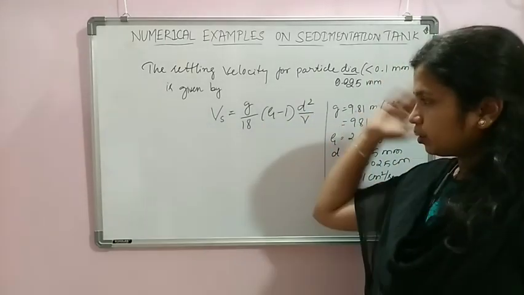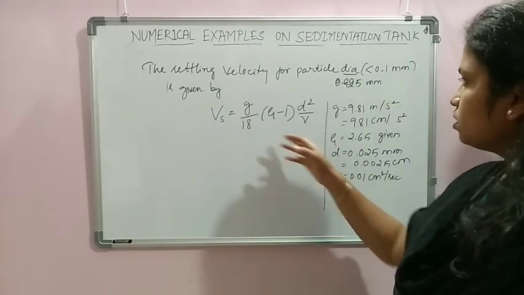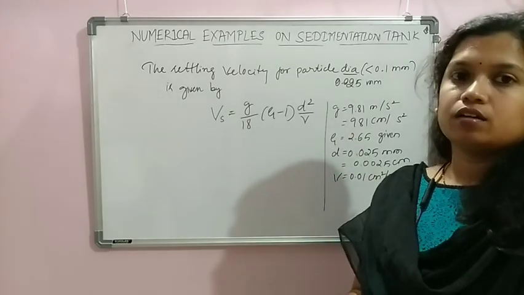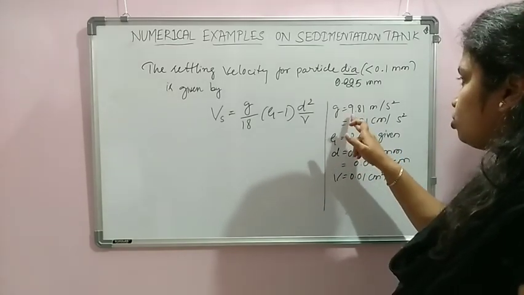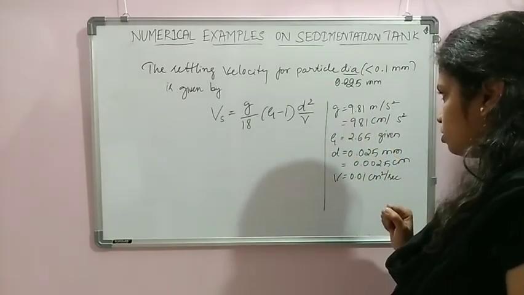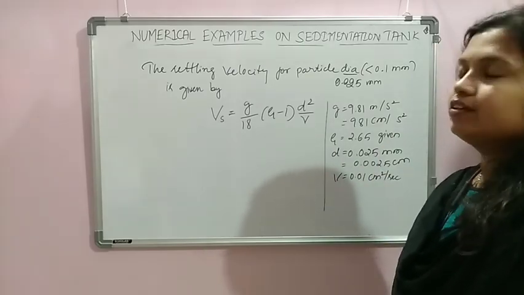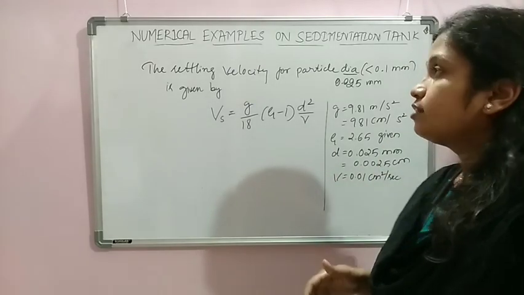Let us check up the substitution of these terms. g is the gravitational acceleration constant, which is 9.81 meters per second square. Here in this data, we will be substituting all the data in terms of centimeters.